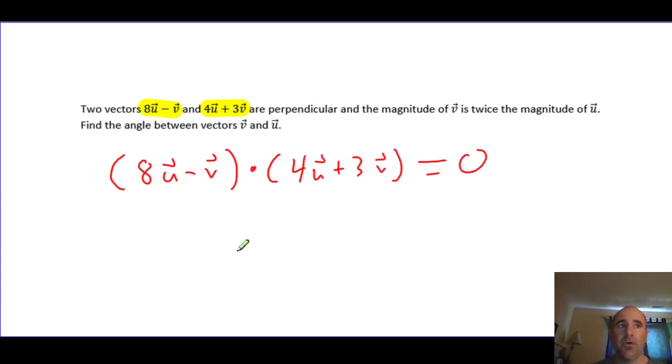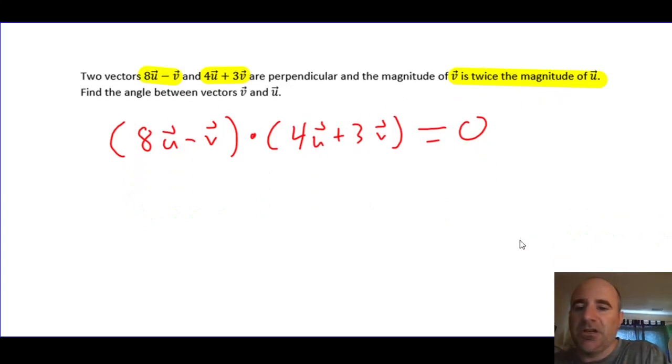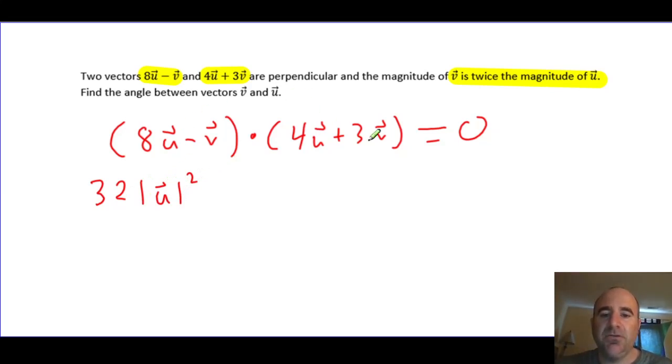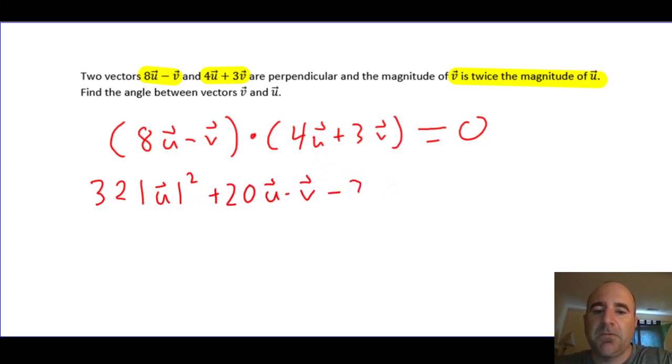Okay, continuing on with this example. Notice I haven't even used this idea that V is twice the magnitude of U. Although I have V and U in here, I don't have their magnitudes anywhere. Not surprising probably to not worry about that yet and realize that we can actually expand this, and let's try that. So we're going to get 32 times the magnitude of U squared. Okay, next I'm going to have a 24 UV minus a 4 UV is going to give me plus 20 times U dotted with V. And then finally at the end, subtract 3 times the magnitude of V squared equals 0.